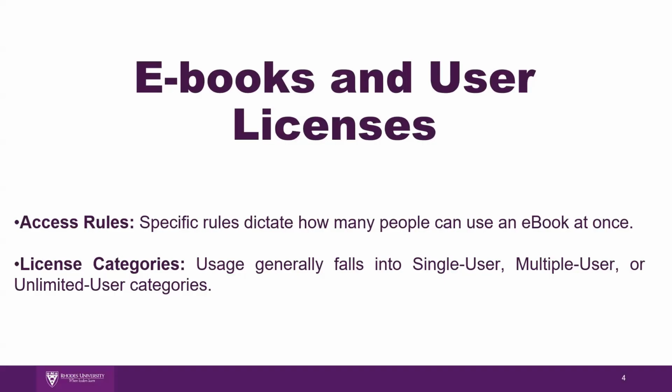For example, with access rules, there are specific rules that dictate how many people can make use of an ebook at once. For license categories, there are usually different categories that our licenses fall within. It can be a single user license, it can be a multiple user license, or it can be an unlimited user license category. It's more like with our printed books. If we have one copy in the library, that copy can only be borrowed by one person. If we have 3 copies in the library, those 3 copies can only be borrowed by 3 people.